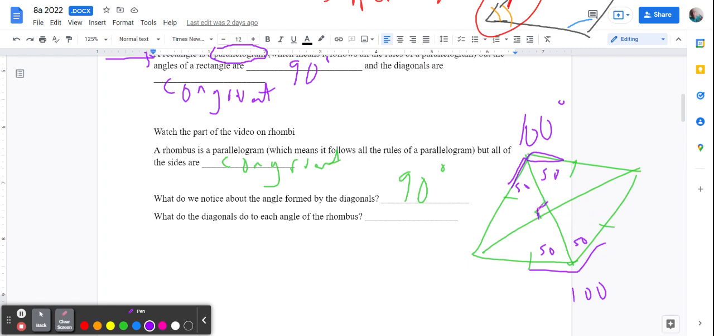then we have the 90-degree angle here, and the diagonals will bisect each angle of the rhombus. They'll cut each angle in half. So this angle over here being 80 makes this 40 and 40 there, just as an example. And we still have triangles here where the 90 and 40 and 50 degree angles add to 180 degrees.